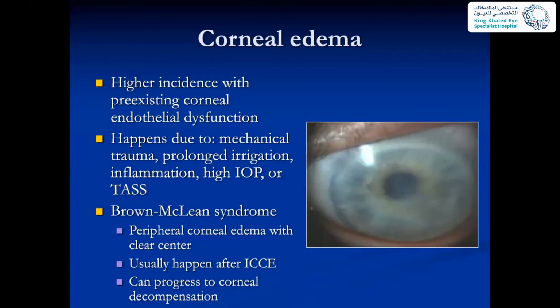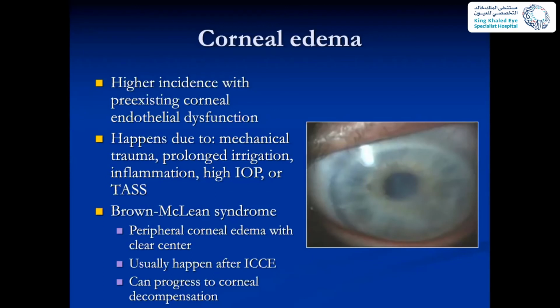With high intraocular pressure, corneal edema usually shows on the epithelial side, where you'll find epithelial edema with microbullae. Sometimes when you see it, you know that pressure is high. TASS, what is TASS? TASS is toxic anterior segment syndrome. I will come to talk about it later.